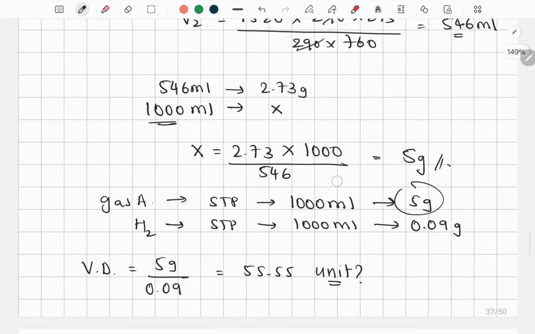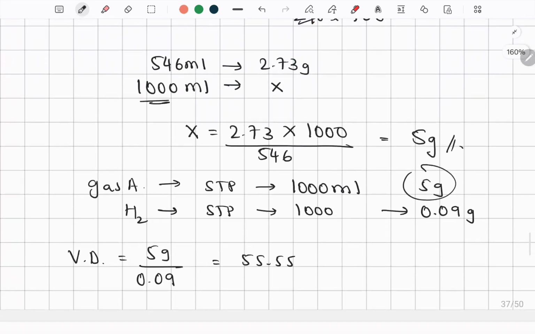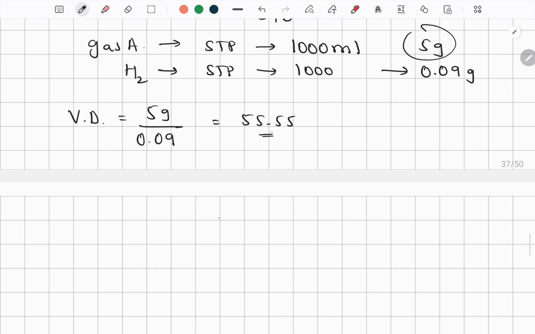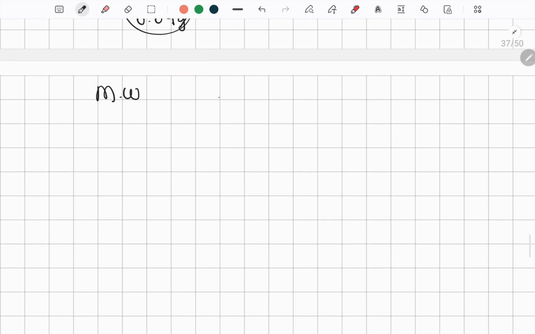Now what about the unit? What is the unit of vapor density? It is a unitless quantity. Why is it a unitless quantity? It is a unitless quantity because the vapor density is a ratio of similar physical quantities, mass upon mass, gram upon gram. So gram and gram get cancelled and we are left with nothing. So the vapor density is only 55.55. Now we have to calculate the molecular weight.